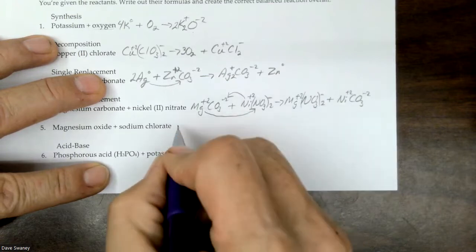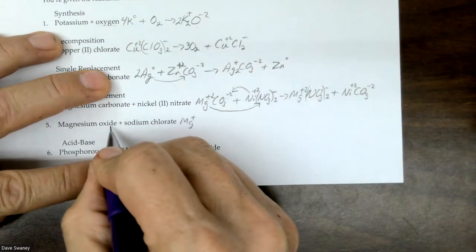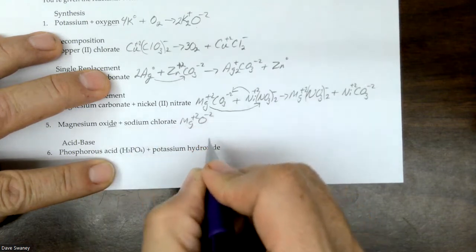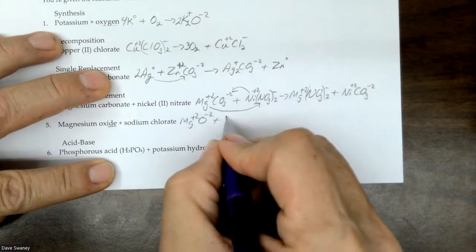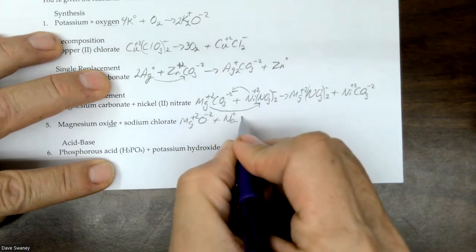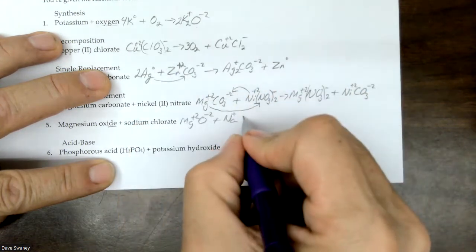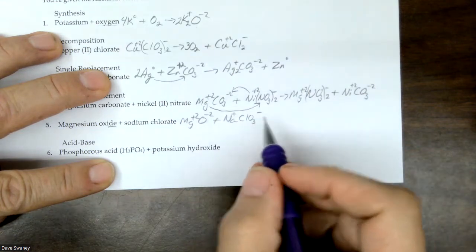That's fine. So the next one, magnesium likes to be a +2. Oxide means it's just oxygens, +2. Oxygen likes to be a -2. The charges must add to 0, but they already do. Plus sodium likes to be a +1. Chlorate, remember that one, is ClO3 -1. The charges add to 0, but they already do.